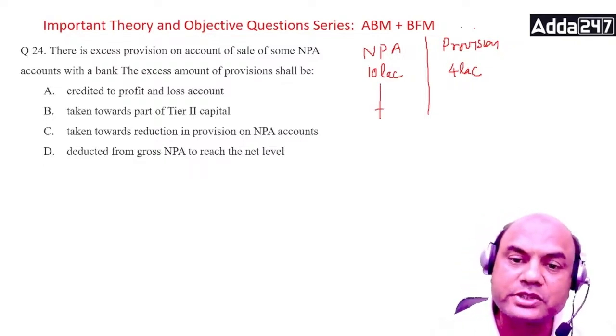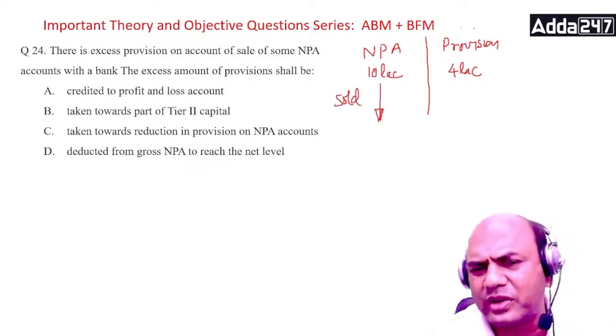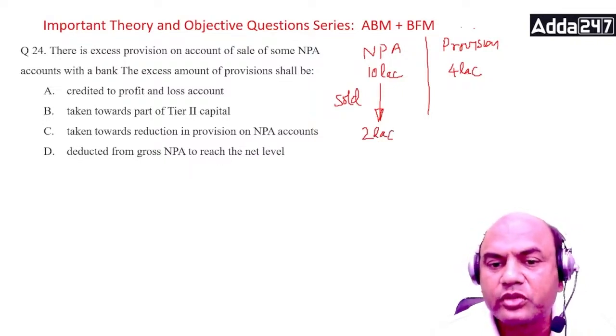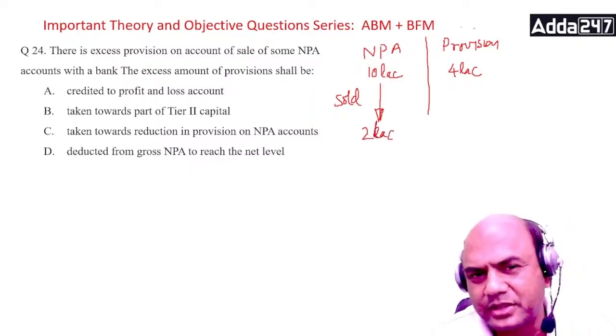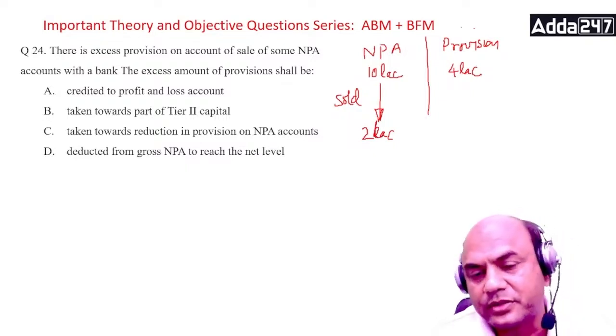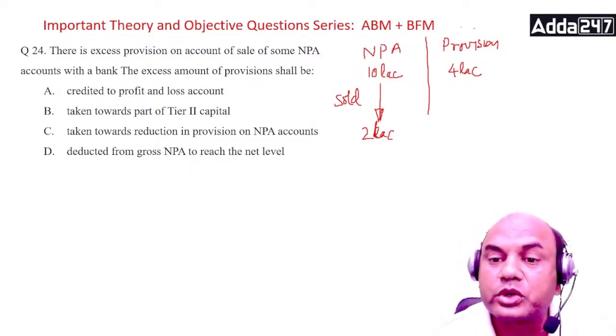Now this NPA is sold. Sold means what? This is sold for whatever amount. I might sell this for 2 lakhs also. So I have sold this to some SPV, any ARC, asset reconstruction company. Now this provision which is made, which is debited to my P&L account and kept as a separate provision, what should I do with this?